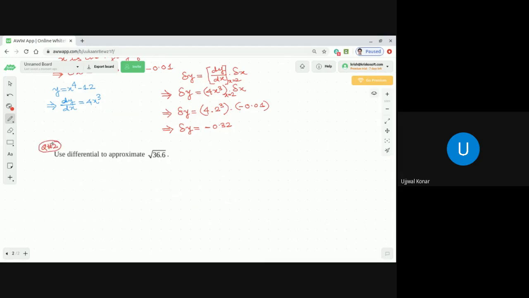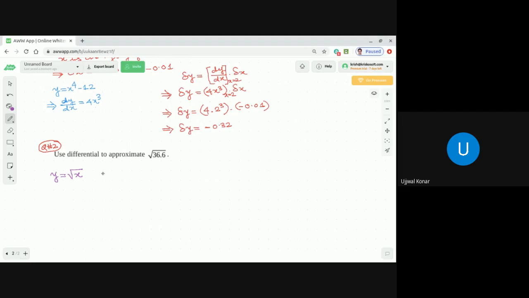And also, look for the pattern the way I'm doing. You need to apply this type of pattern whenever you get a similar type of question. So what is here? Square root of 36.6. Here the function we are going to define is, let me use a different color, y equal to square root of x.